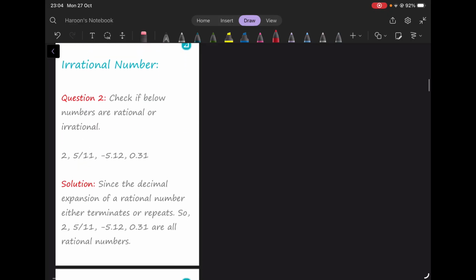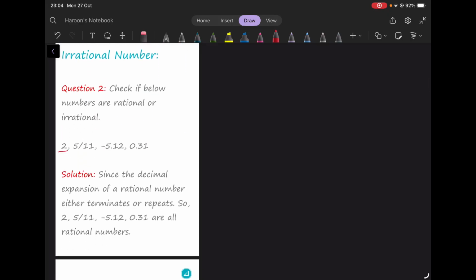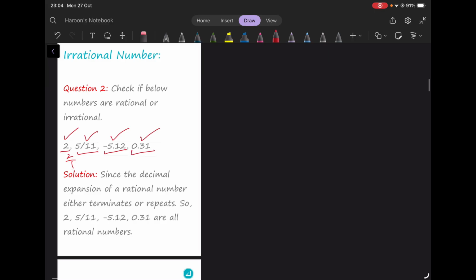Question number 2, check if the below numbers are rational or irrational. First of all, 2, this is rational. We can write it in the form 2 over 1. This is already in the fraction form. This is non-terminating. This is terminating. All terminating decimals, because this ends after 2, all terminating decimals are rational. So 5 by 11 was rational. This is rational as well. And this is also terminating. This is rational as well. All terminating decimals are rational numbers.